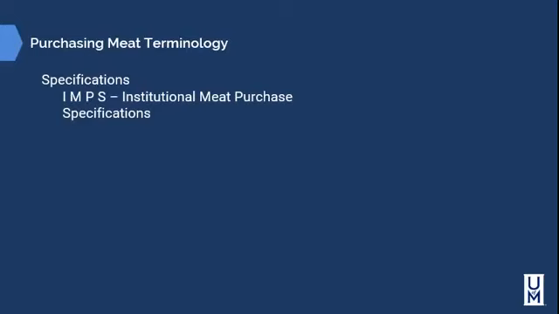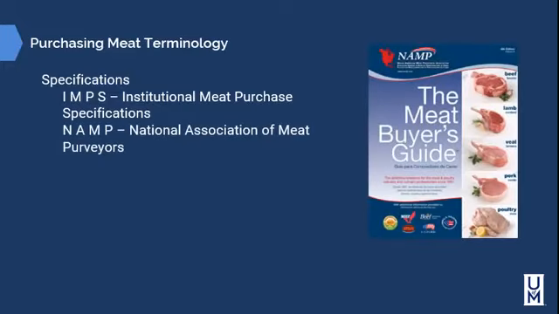Some of the terminology may be beef rib, roast ready. Well, that's a lot to be able to say, so we may shorthand this, and what we do is we use a NAMP, National Association of Meat Purveyors, Meat Buyer's Guide. And the Meat Buyer's Guide will give us a shorthand for this. Instead of saying beef rib roast ready, we simply say a 109. So it will give us a shorthand number for this particular thing.